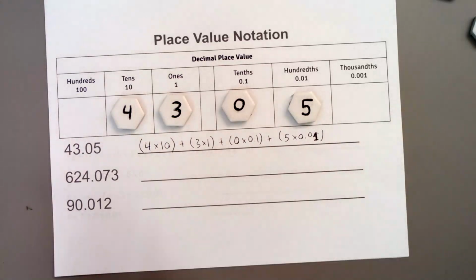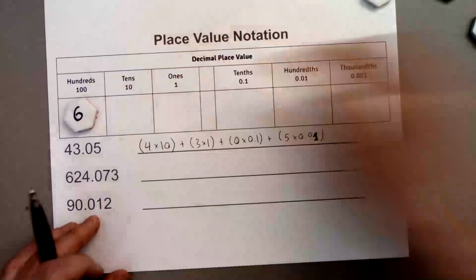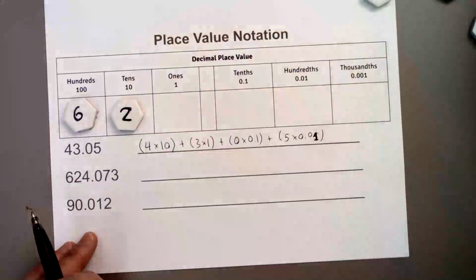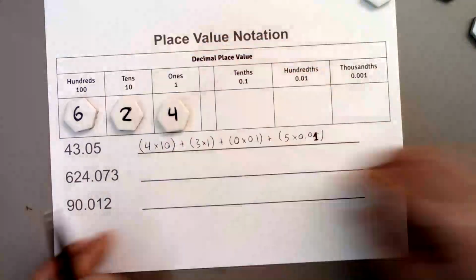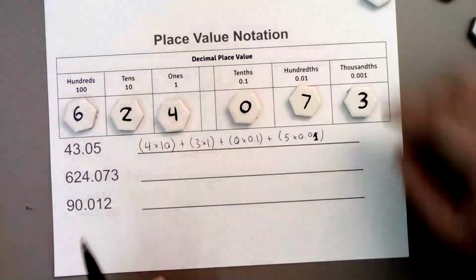Let me see if I can do this next one without making a mistake. 6 in the hundreds place, 2 in the tens place, 4 in the ones place, 0 in the tenths place, 7 in the hundredths place, and 3 in the thousandths place.